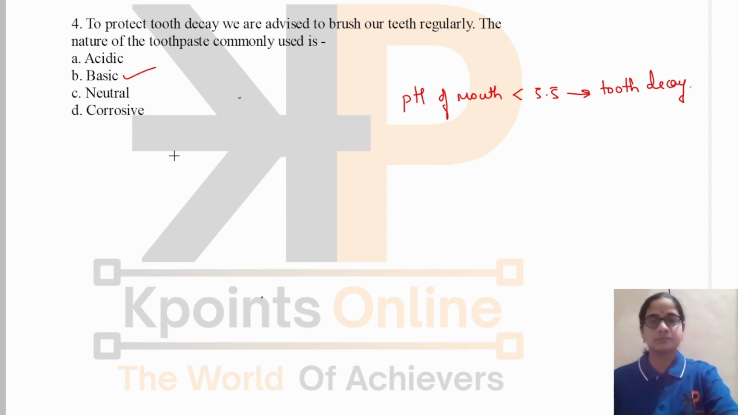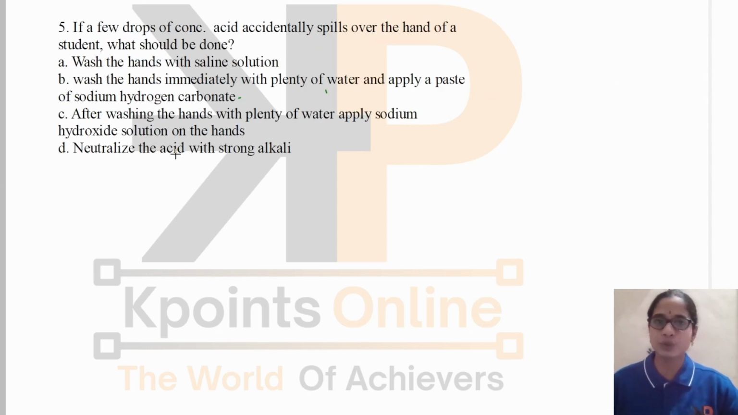Okay. Then the next question is, if a few drops of concentrated acid accidentally spill over the hand of a student, what should be done? Our options are: wash the hands with saline solution; wash the hands immediately with plenty of water and apply a paste of sodium hydrogen carbonate; after washing the hands with plenty of water, apply sodium hydroxide solution on the hands; and then the next option is neutralize the acid with strong alkali.